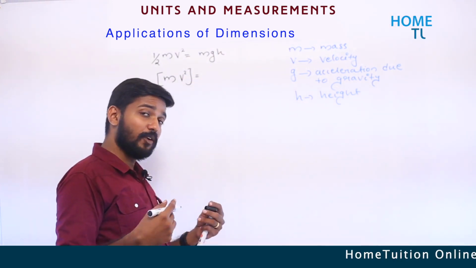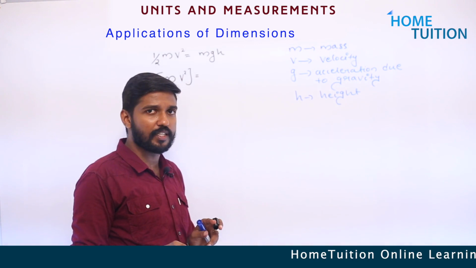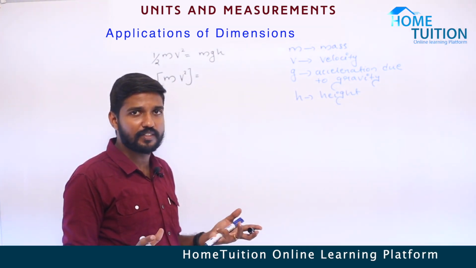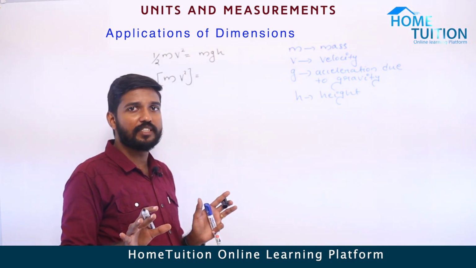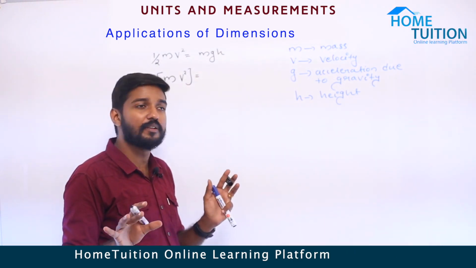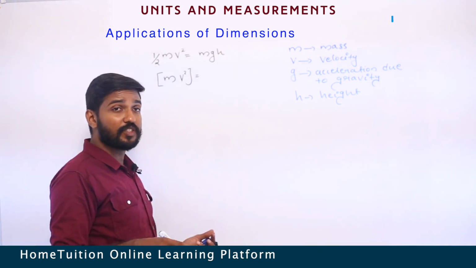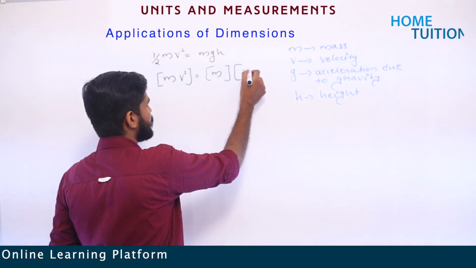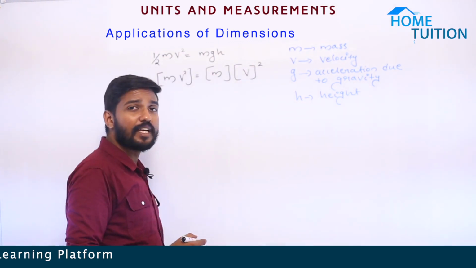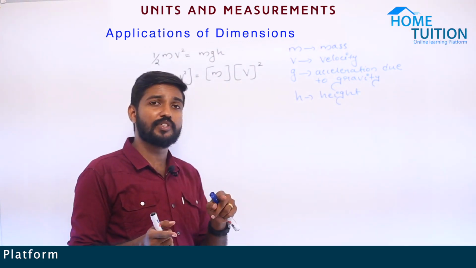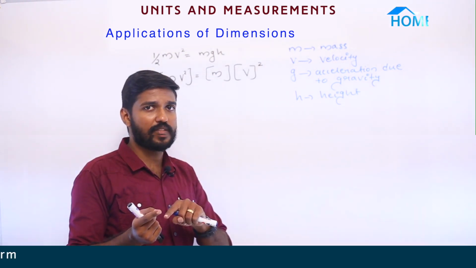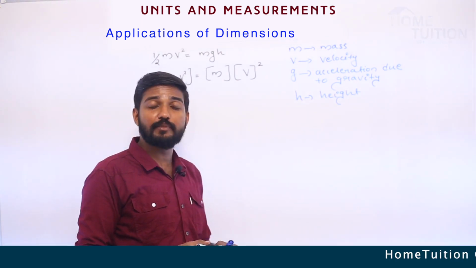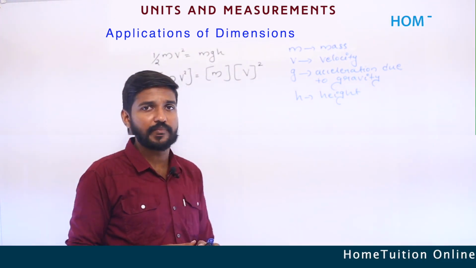Or you can also write the dimension of half mv square, but it is not necessary. Whether you write mv square or half mv square, you don't have to take the dimension of half because it is dimensionless. So next, mv square means dimension of m into dimension of v, the whole square. What's the dimension of mass? Simply capital M, M raised to 1.